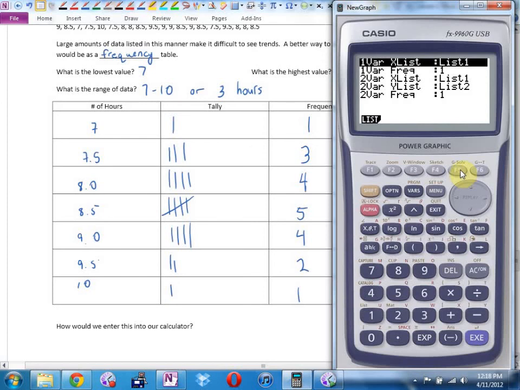Now, if yours doesn't say list 1, mine does, you would press F1 and type 1. So if mine had said, for example, list 2, oh, no, I want it to be list 1, I go F1, list 1. Down arrow.